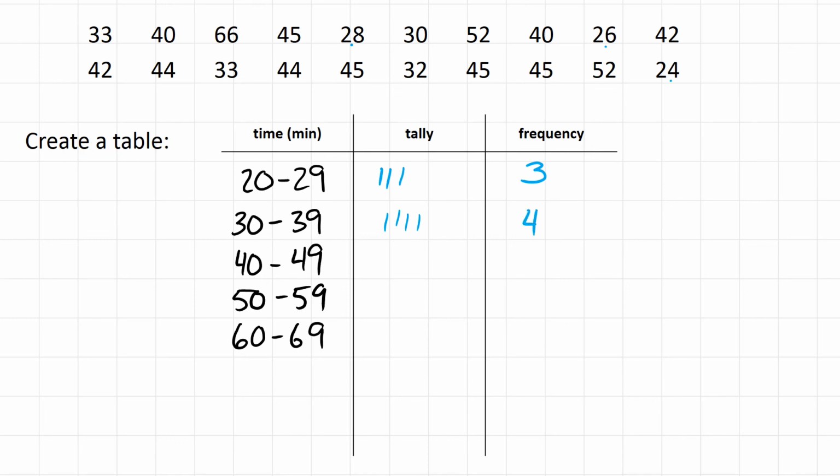40 to 49. 1, 2, 3, 4, 5, 6, 7, 8, 9, 10. So there's 10 between 40 and 49. And we're just doing a quick count. Between 50 and 59, there's 2. 60 to 69, there's just 1. So now I have all my bins set up, and I have how many of these data points are going to go into each bin. I've basically done all the early work I need before I'm ready to start making my graph for the histogram.